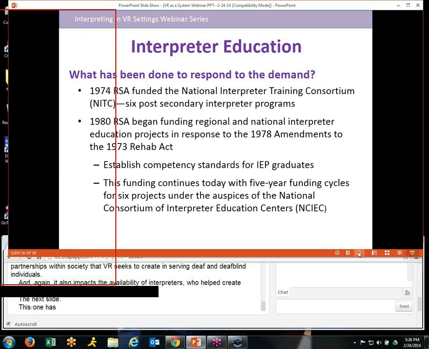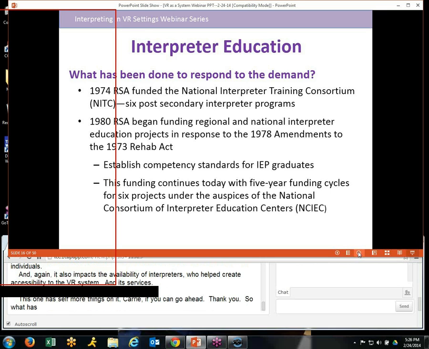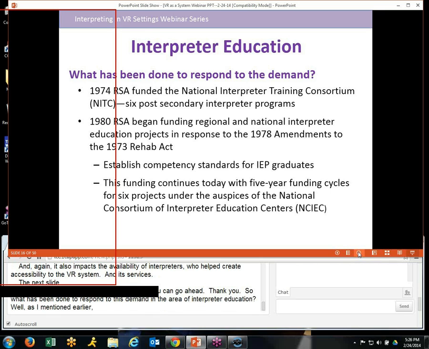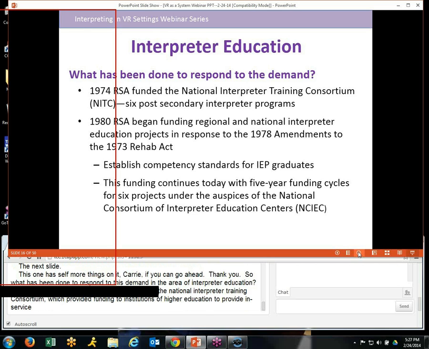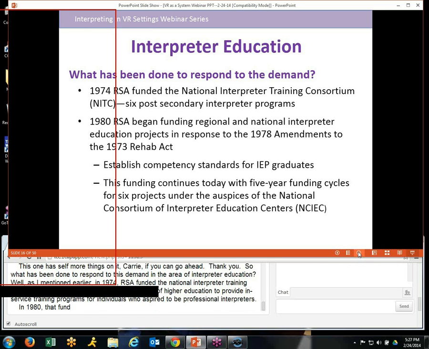Thank you. So what has been done to respond to this demand in the area of interpreter education? Well, as I mentioned earlier, in 1974, RSA funded the National Interpreter Training Consortium, which provided funding to institutions of higher education to provide in-service training programs for individuals who aspired to be professional interpreters. In 1980, that funding increased and supported 10 regional and national programs.